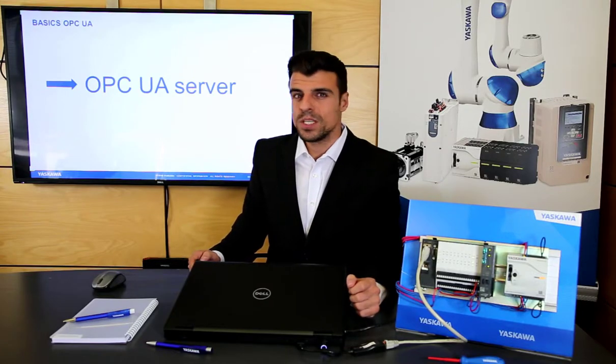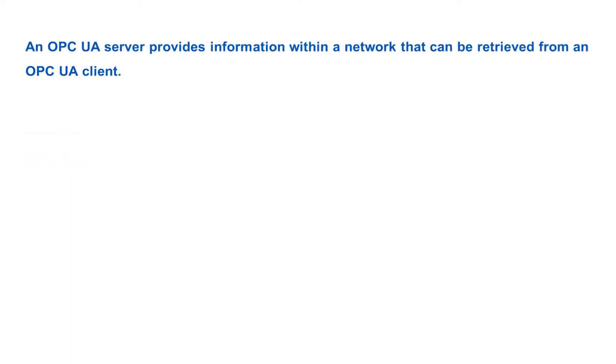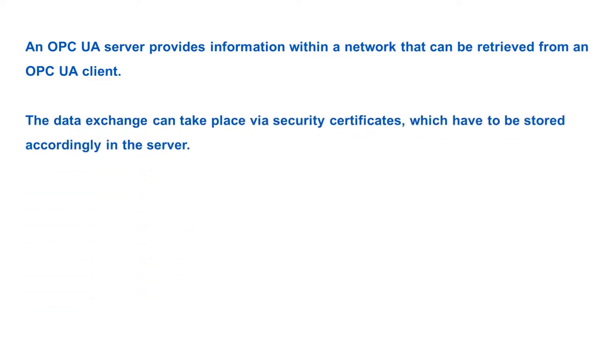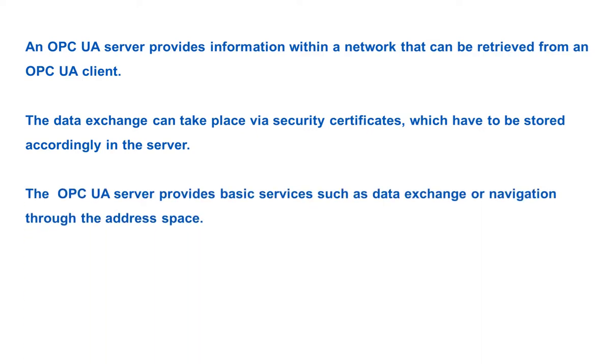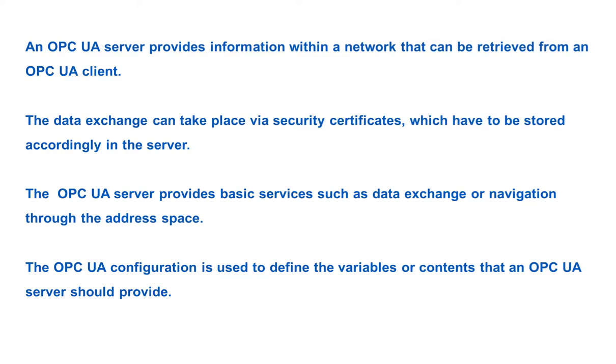What do we understand with OPC UA server? An OPC UA server provides information within a network that can be retrieved by the OPC UA client. The data exchange can take place via security certificates, which have to be stored accordingly in the server. The OPC UA server provides basic services such as data exchange or navigation through the address space. The OPC UA configuration is used to define the variables or contents that an OPC UA server should provide.